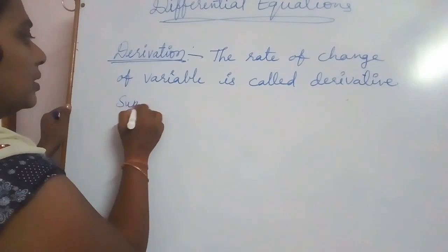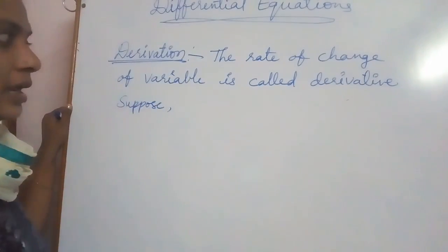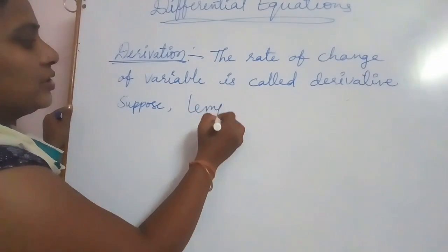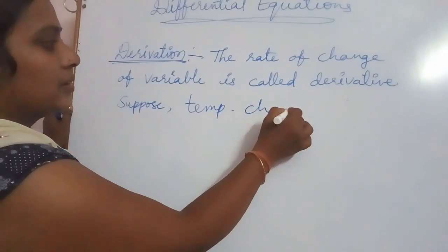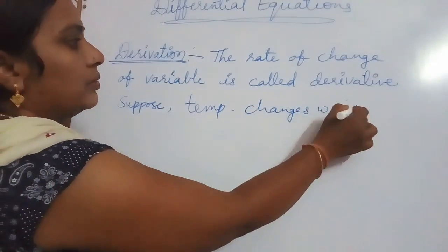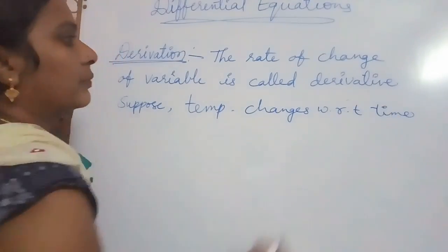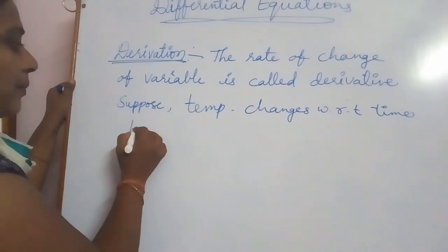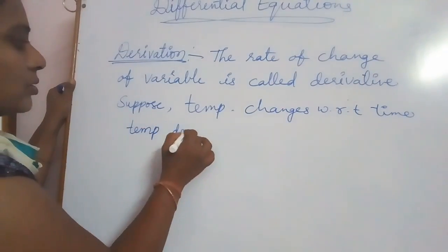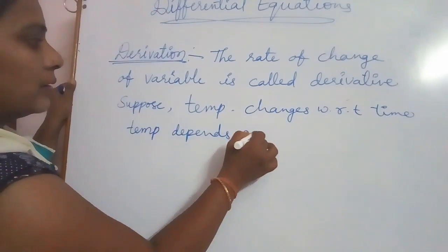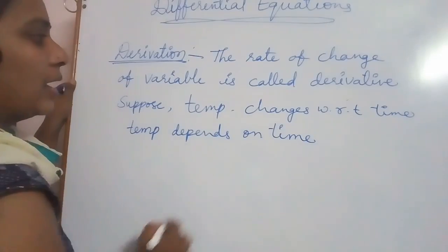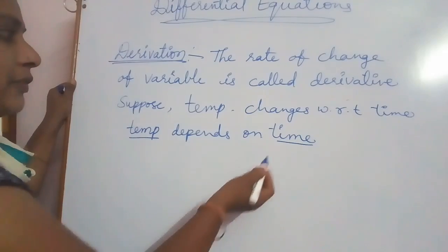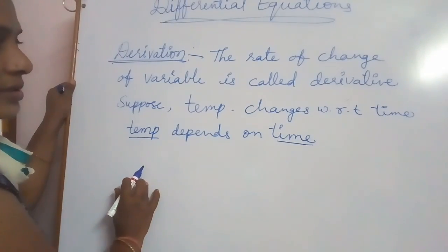Suppose we are taking, in general, the temperature. Temperature changes with respect to time. The rate of change of variable is called derivative. Here temperature depends on time. In this, temperature and time are related to one another. If time increases, the temperature decreases.